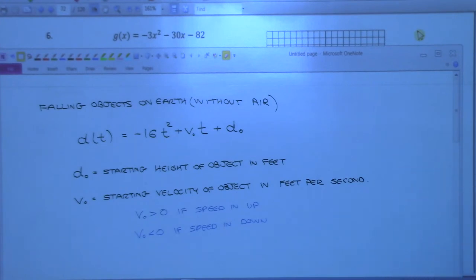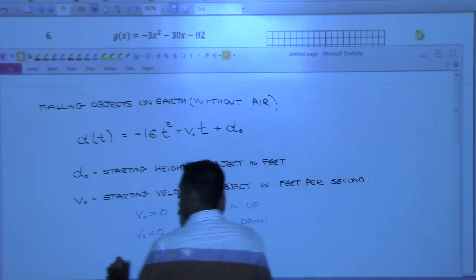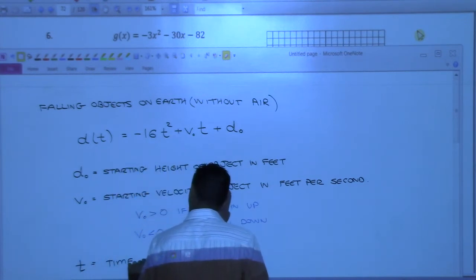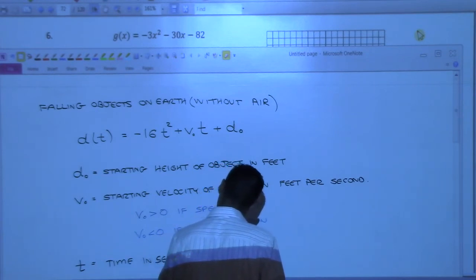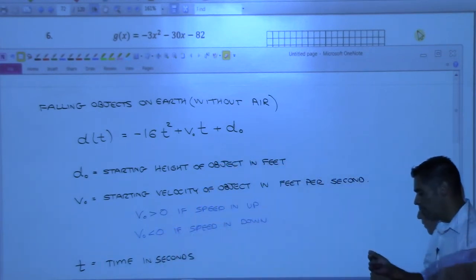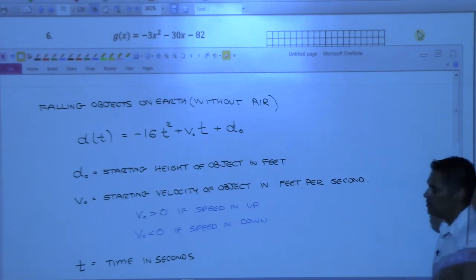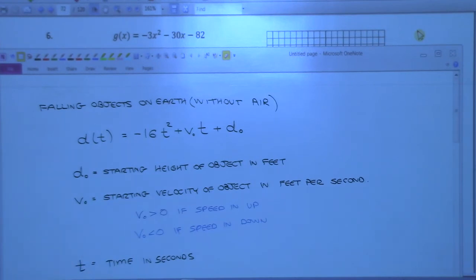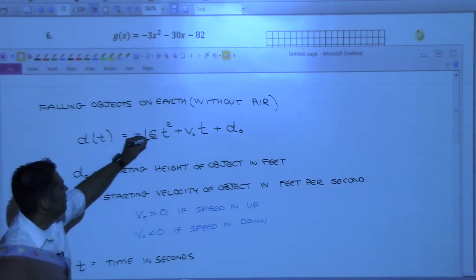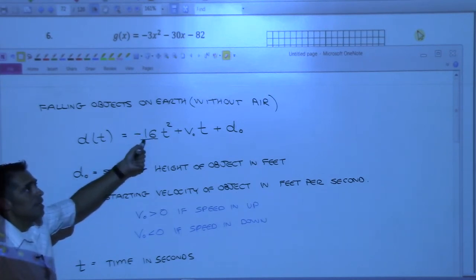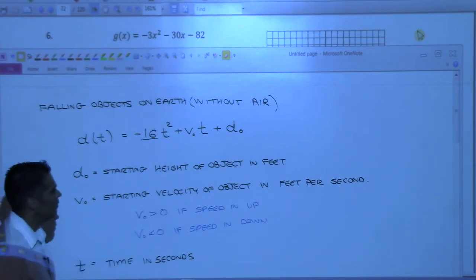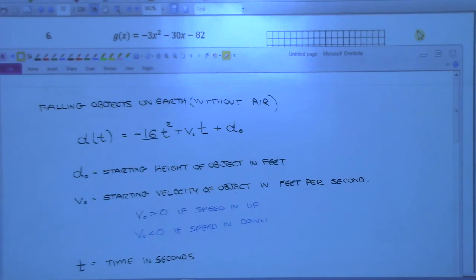All right, what else do we have in this that I need to describe? T. What's T? T is the time measured in seconds. For those of you who've done some physics in the past, you may remember that the acceleration of gravity is negative 9.8 meters per second squared, if you've ever heard that. This right here I told you is gravity. The reason it's not negative 9.8 meters per second is because we're in feet per second, not meters per second. And that's why the formula looks a little different. If we went to meters per second, this would change. All right, so T is time in seconds.